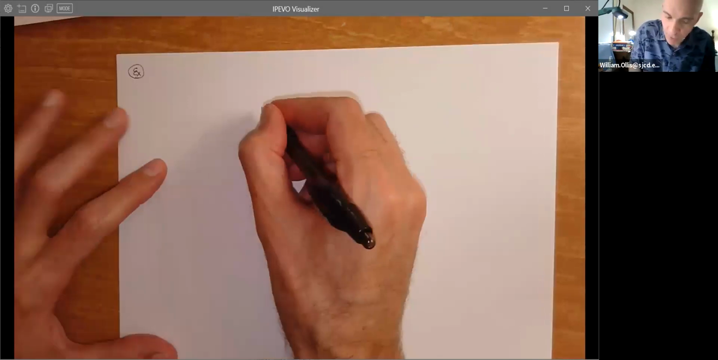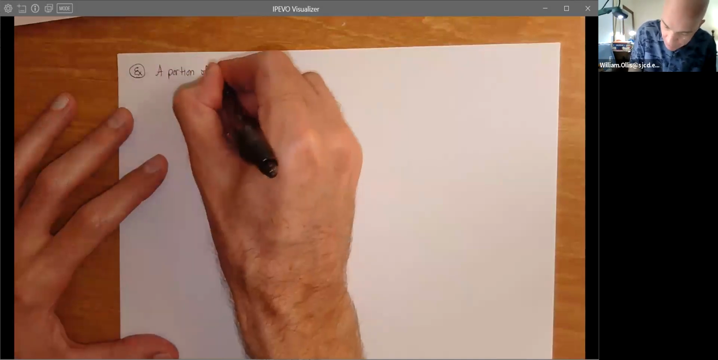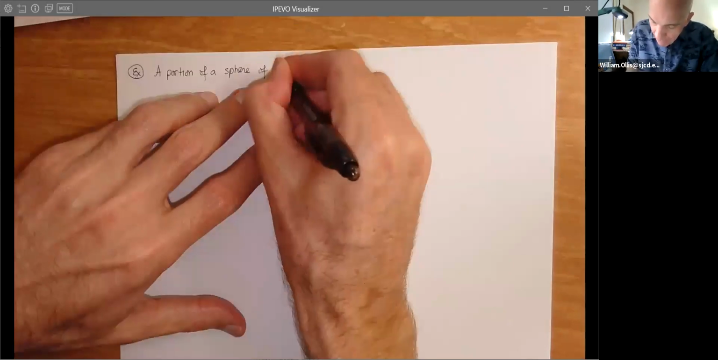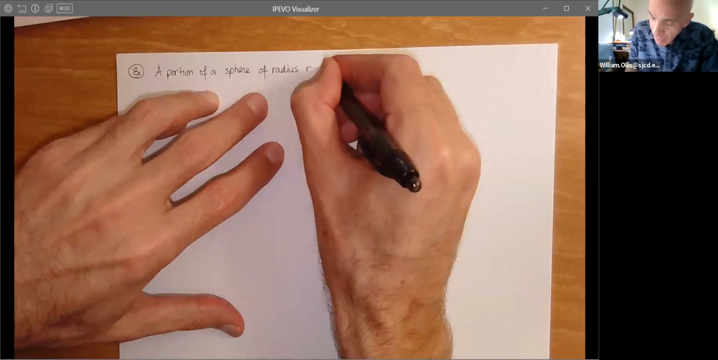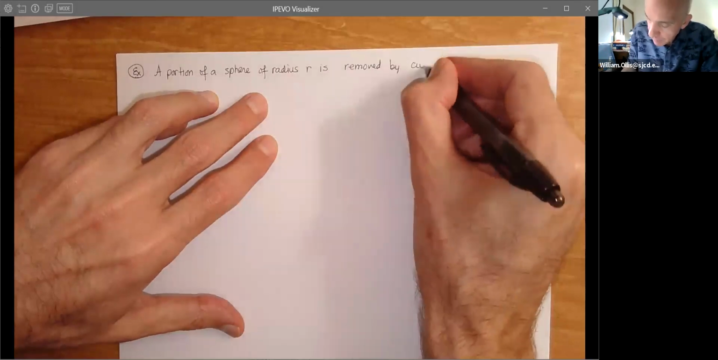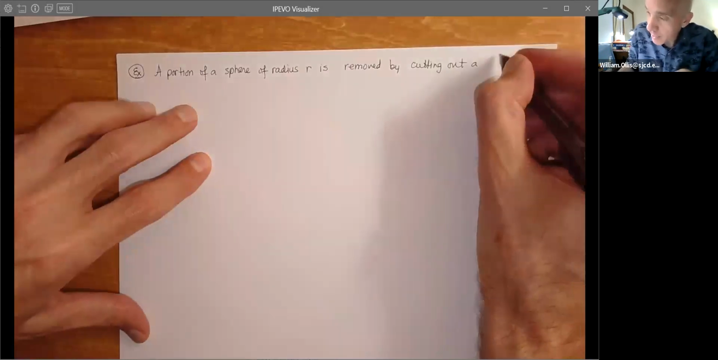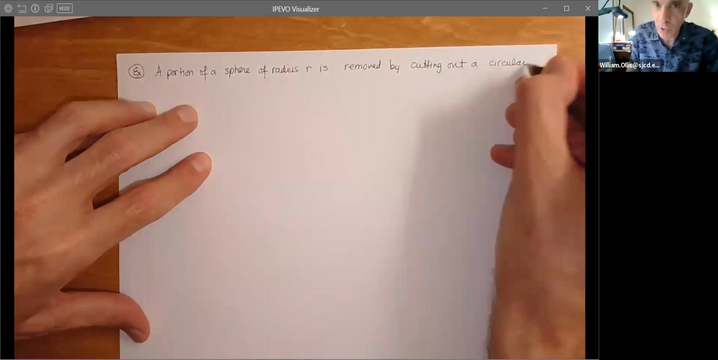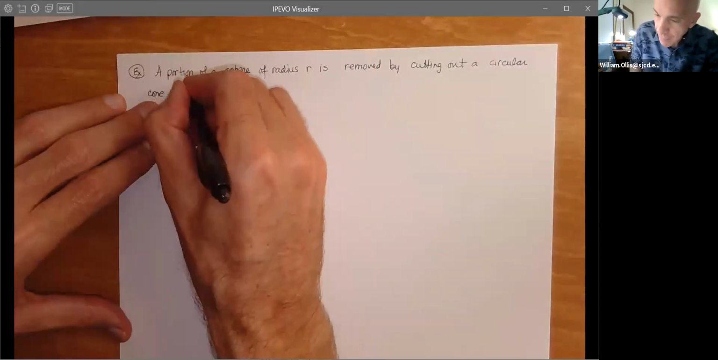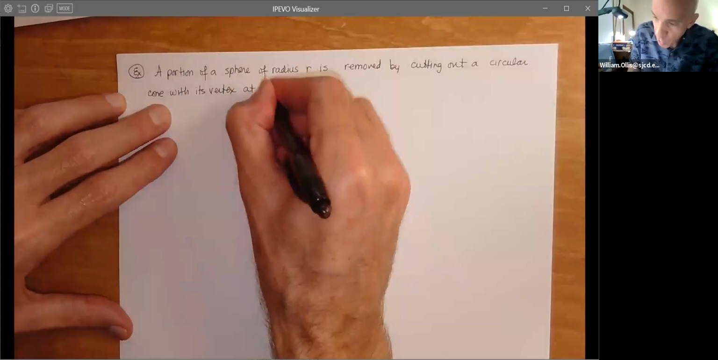And I love cofunctions, they're fun. So a portion of a sphere, I like the way this is worded, a portion of a sphere of radius r is removed by cutting out, or excising, if you're a surgeon, excising a circular cone with its vertex at the center of the sphere.